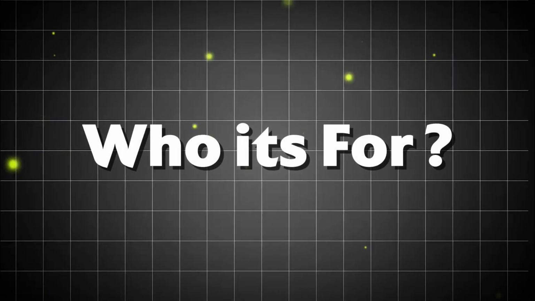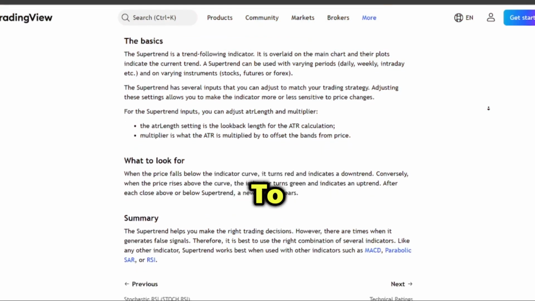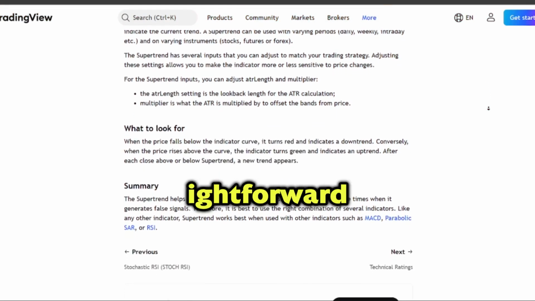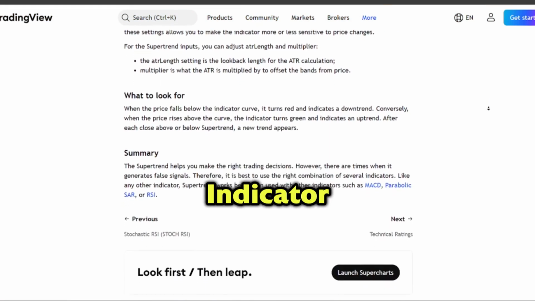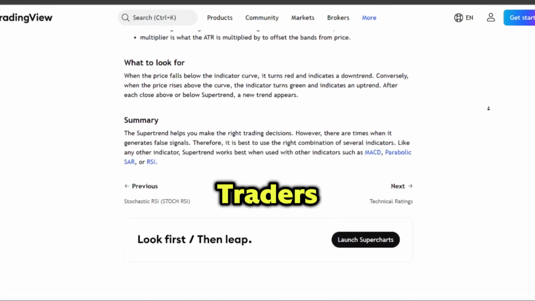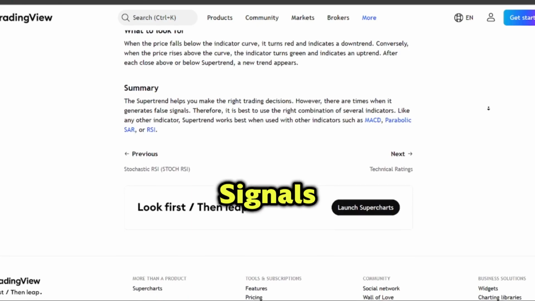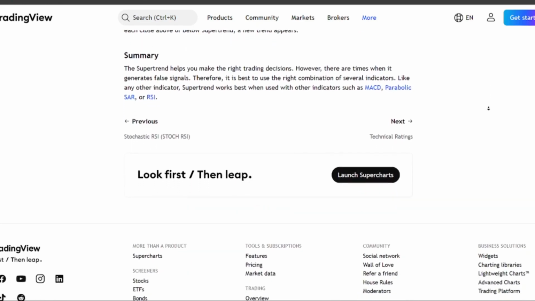Who it's for. It's ideal for beginner to intermediate traders who want a straightforward visual trend indicator, as well as experienced traders looking for a quick way to filter signals before making a trade.